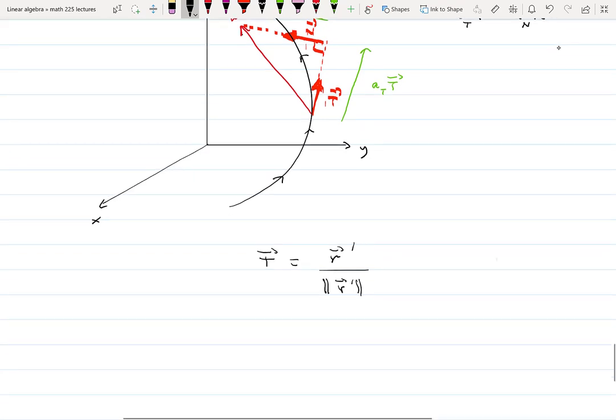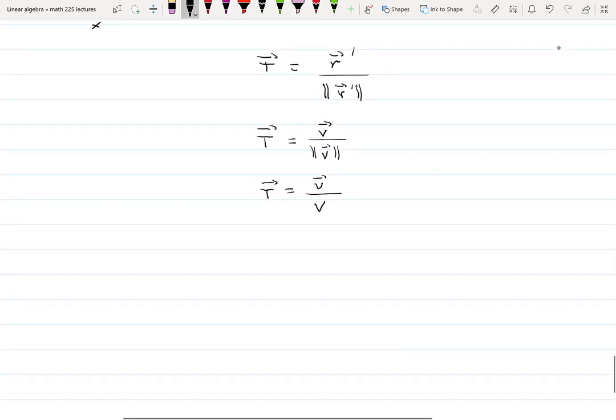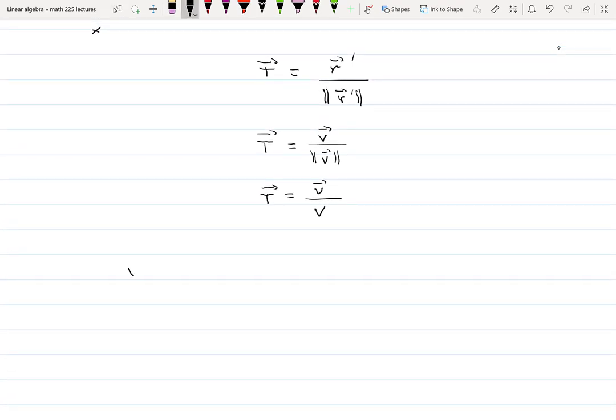But r prime for this section now, r prime is our velocity vector. So the tangent vector is really the velocity vector divided by the length of your velocity vector. Now, the length of your velocity vector is your speed along the curve, and we just use the variable v for that, remember? So your unit tangent vector is your velocity vector divided by the scalar speed. Okay, now let's multiply both sides by the speed. So your velocity vector is your speed along the curve times your tangent vector.